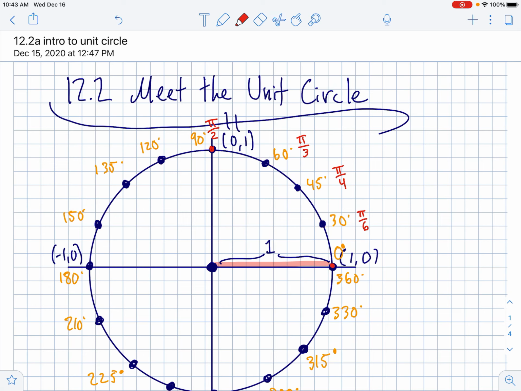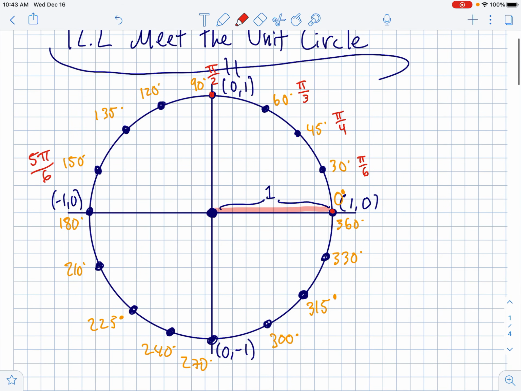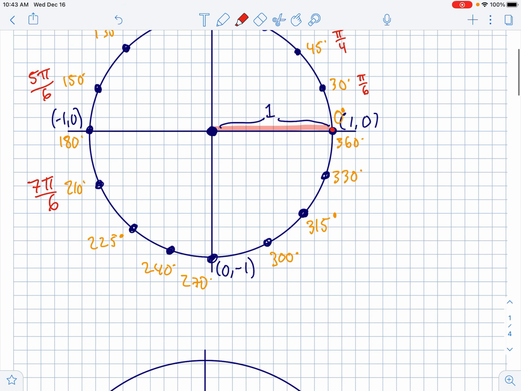So let me get rid of all those. That means that this is 5 pi over 6. Now, if I count by another pi over 6, that means this is 6 pi over 6, and then this spot would be 7 pi over 6. This spot would be 8 pi over 6, but we're actually going to use that for the counting by 60s, so I don't really care right now. 9 pi over 6 would be here, and then this would be 10 pi over 6. But once again, that's part of the 60s, so we'll get there.